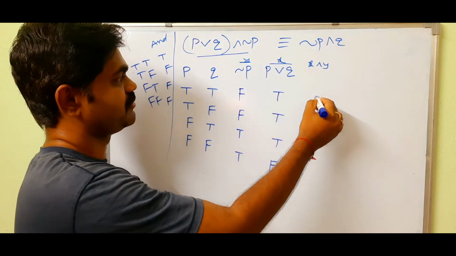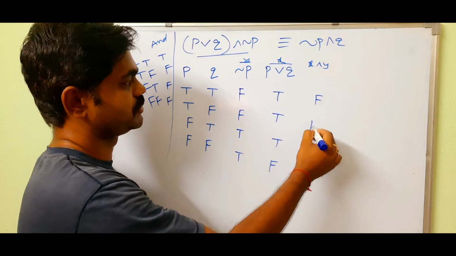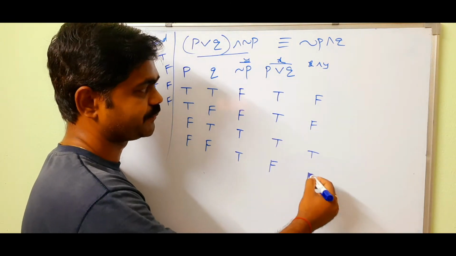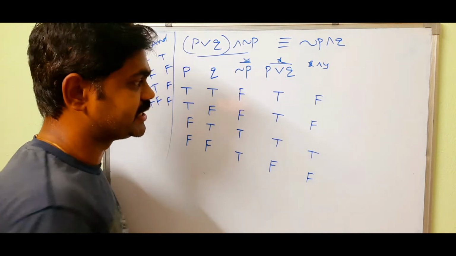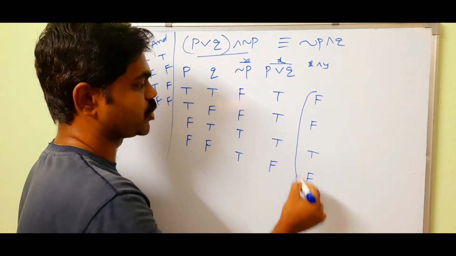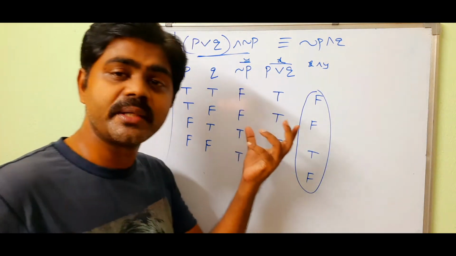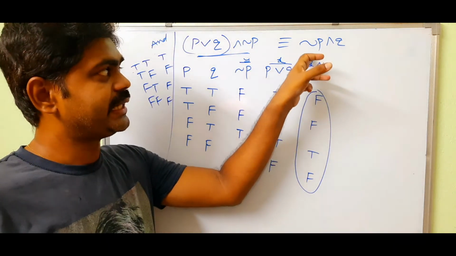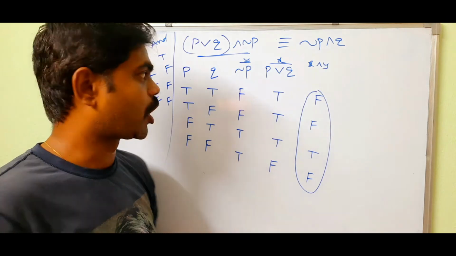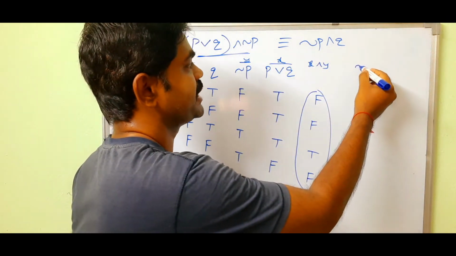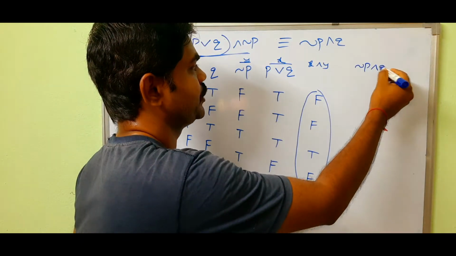False, true, false, false, true, false, true, true, true, true, false, false. So this is my value which I got for this one. Now I should show it is equivalent to negation P and Q. So I already have negation P. Okay. So negation P and Q.